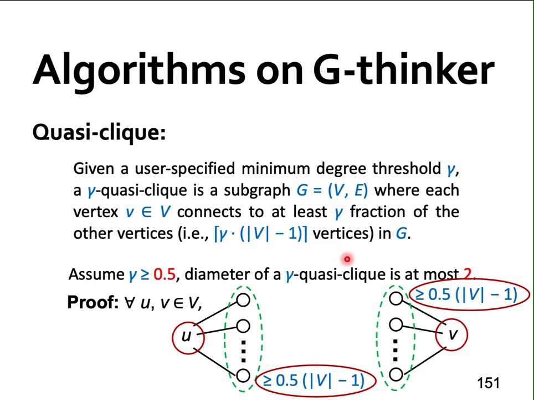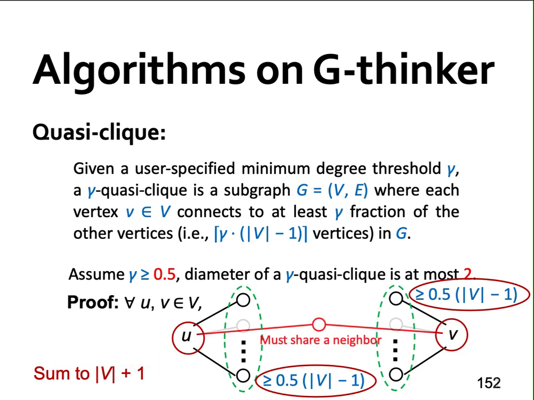For any two vertices U and V in a gamma cross-clique, based on the definition, they should both connect to at least 50% of the other vertices. If we assume the neighbors of U and V do not overlap, then the total vertex count of U, V, and their neighbors will become one larger than the cross-clique size, which leads to a contradiction. As a result, U and V must share a neighbor if they are not directly adjacent to each other. Since U and V can be any pair of vertices in the gamma cross-clique, the diameter of the cross-clique is at most 2.